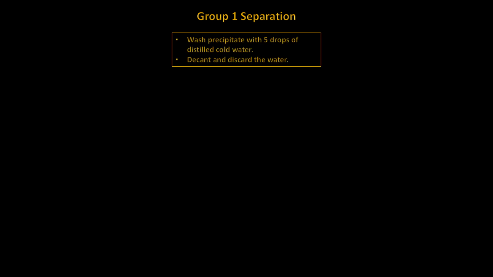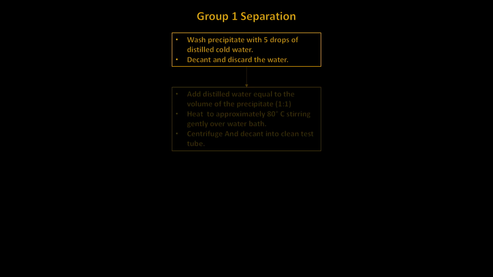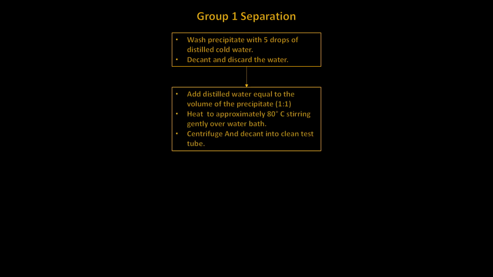For the group 1 separation, to test tube number 1, add 5 drops of cold distilled water to remove any soluble contaminants. Carefully decant and discard that water. To the residue, add enough distilled water to equal the volume of the precipitate. It should be a 1-to-1 ratio. Heat the water in a water bath to about 80 degrees centigrade while gently stirring with a glass rod. Centrifuge and decant into a clean test tube. Do not discard the residue or the filtrate.